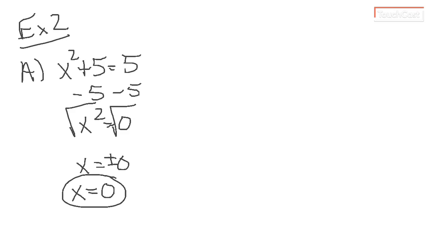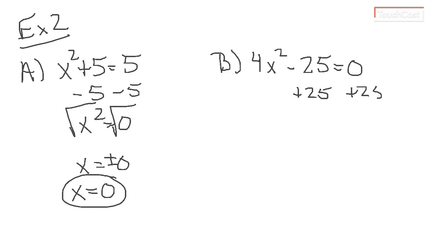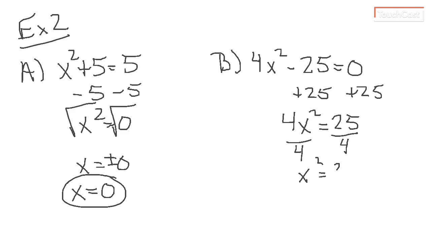I've got a couple more here I'd like us to look at. B, if I have 4x squared minus 25 and set that equal to 0, we want to isolate x squared. So first I'm going to add 25 to both sides, so I'm going to have 4x squared is equal to 25, and then I'm going to also divide by 4. So I'm going to get x squared is equal to 25 over 4.